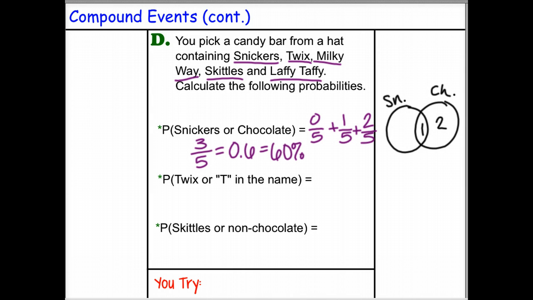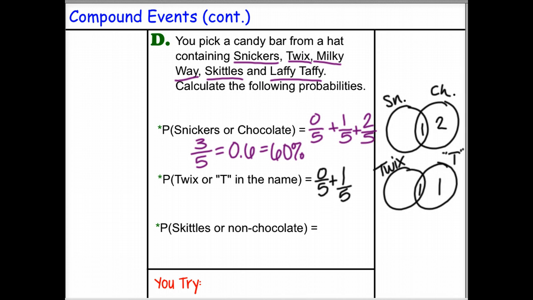Probability of Twix or a T in the name. So Twix and a T in the name. So first let's start with Twix and T in the name. That's one of them. We have 1 other that has a T in the name and none that are just Twix. So we have 0 out of 5, plus 1 out of 5, plus 1 out of 5. So that gives me 2 out of 5, which is 0.4, which is 40%.